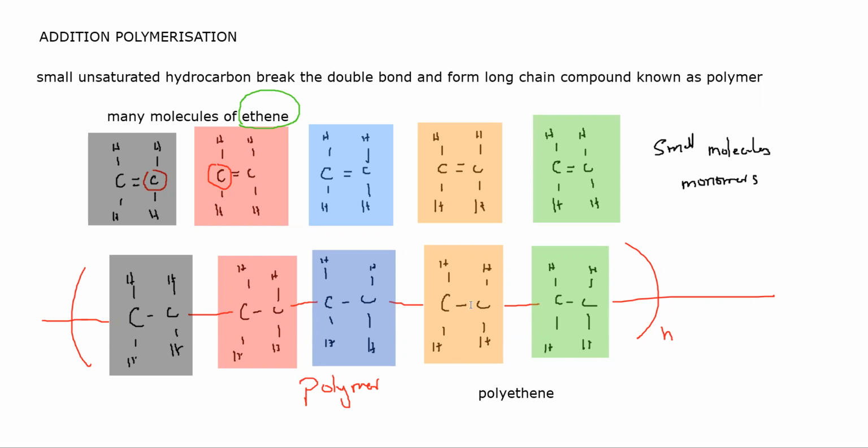Is the idea of addition polymerization clear? So you have small molecules of alkene, they break the double bond, turn into single bond, and the molecules link with each other. Plastics are also polymers, Afif. There are different types of plastics. Polythene is also a plastic.